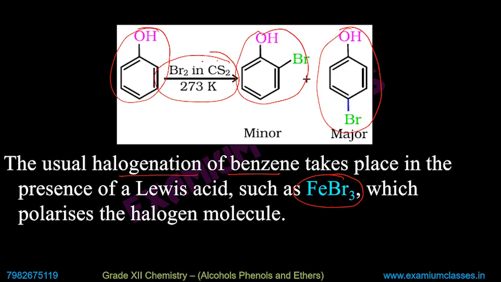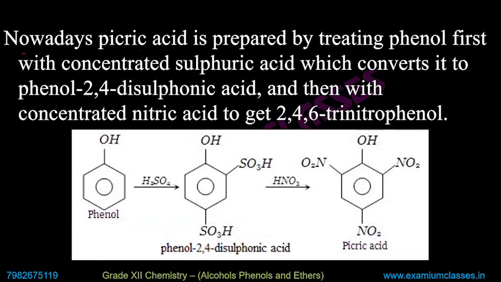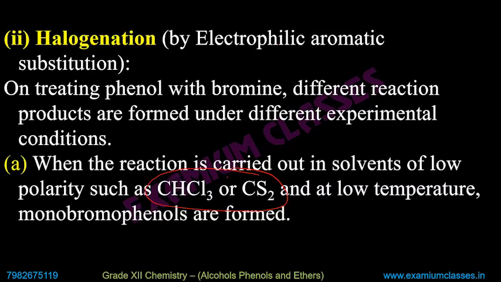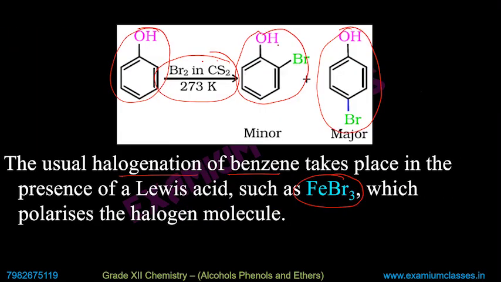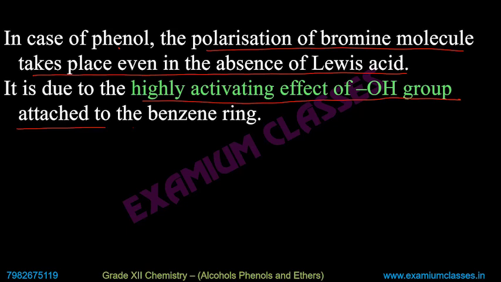That's why we don't use it. Okay, so that's why if you see here, it was written that nowadays picric acid is prepared by this method. In case of phenol, the polarization of bromine molecule takes place even in the absence of Lewis acid. It is due to highly activating effect of OH group attached to the benzene ring.